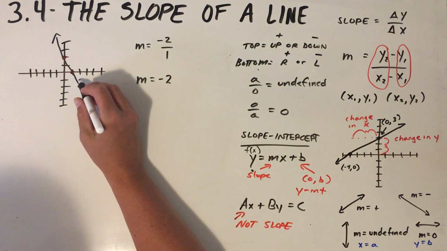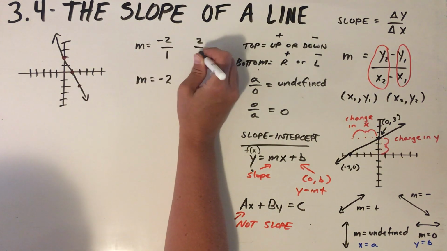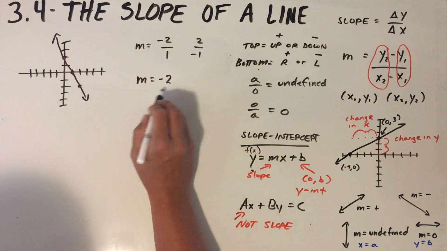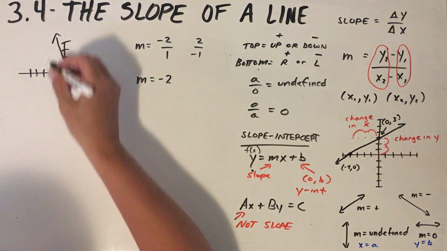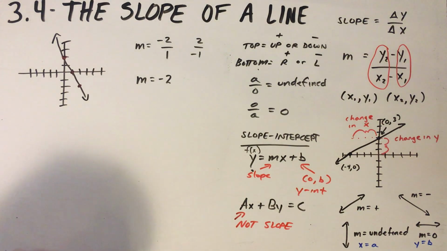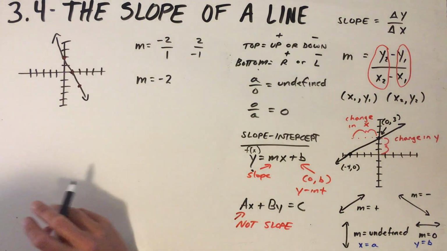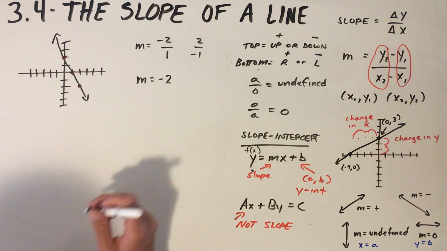Again, maybe you started here and you were like, no, I went up 2, but then you went left. Well, still, 2 divided by -1 is -2. So regardless, this line slants downward from left to right and has a slope of -2. That's to get from one point on the line to another, not anywhere else. One point on the line to another.